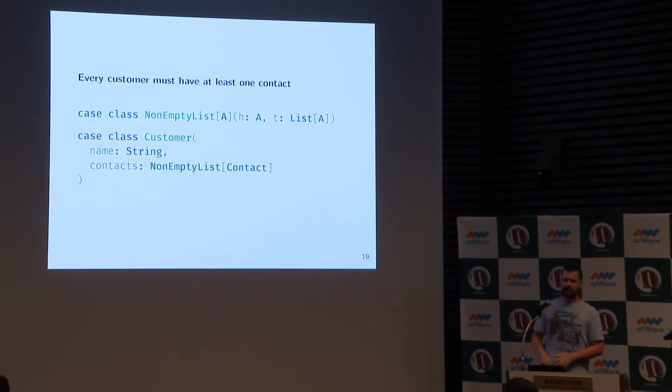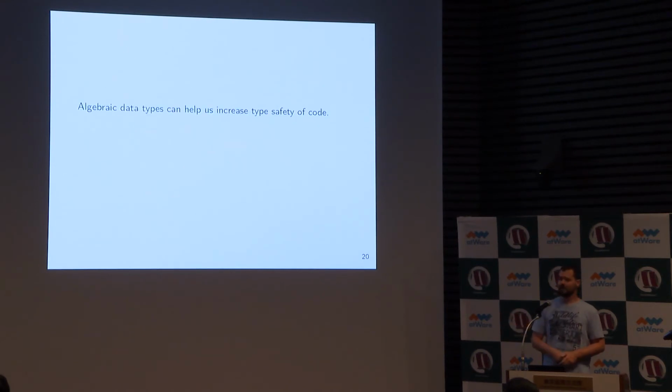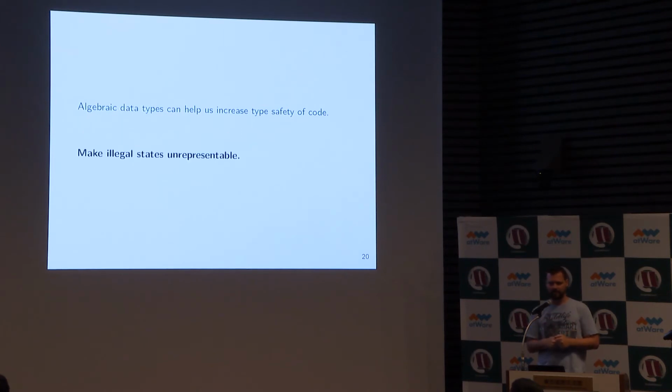This has a very great consequence. You cannot create a customer, or a value of type customer, without contact. It's not possible. So the algebraic data type can actually help us to make our program more type safe. And one thing I consider extremely important, it makes illegal state unrepresentable. We cannot create a value with illegal content, for example, a customer without contact. We can't. That means whenever we have a customer in our program, we know that there is at least one contact.